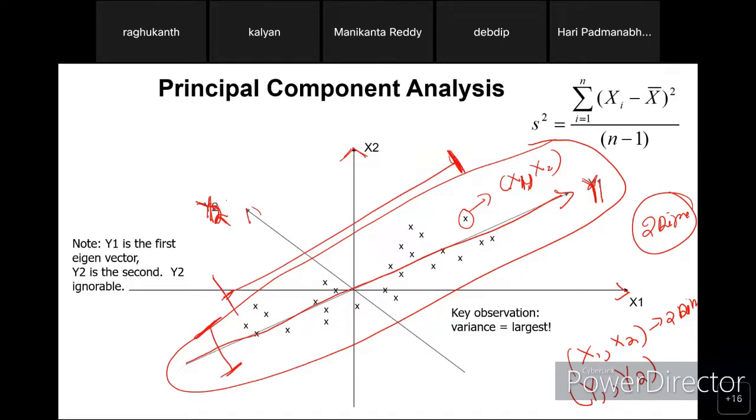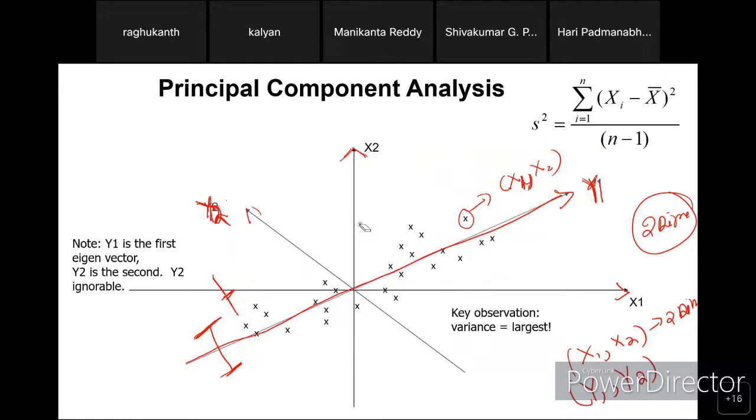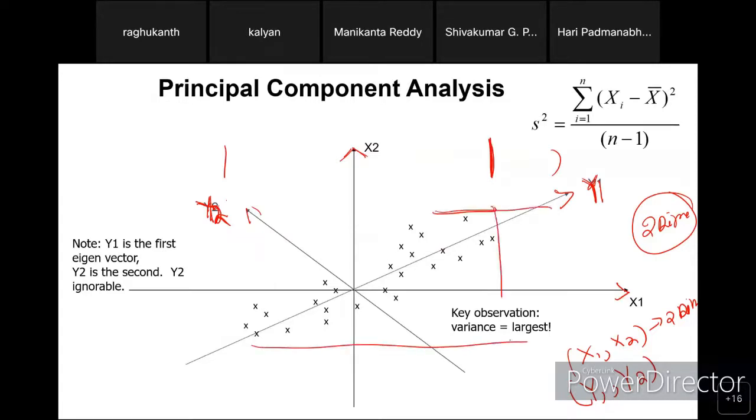In which direction is the scatter high? Along y1. Now, in the original coordinate system, in which direction was the scatter high? No, this was the original coordinate system. So this is x1, and x2 is this to this, okay? So this is the scatter in the original coordinates, x2 and this is x1.